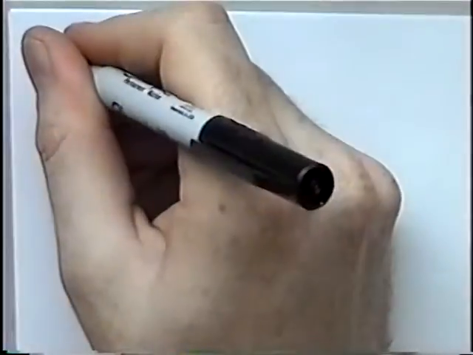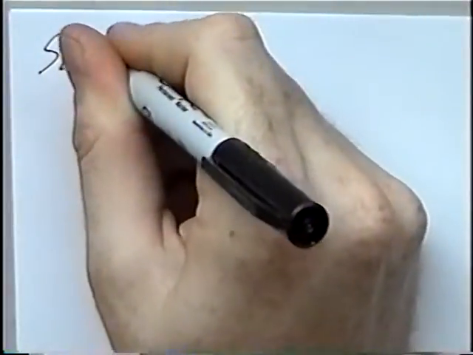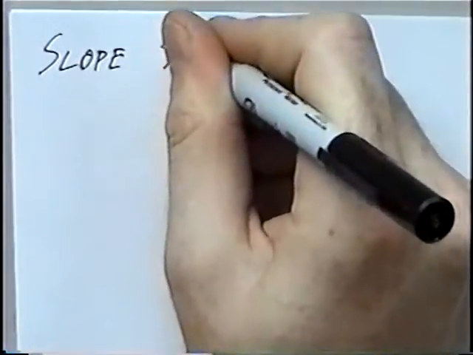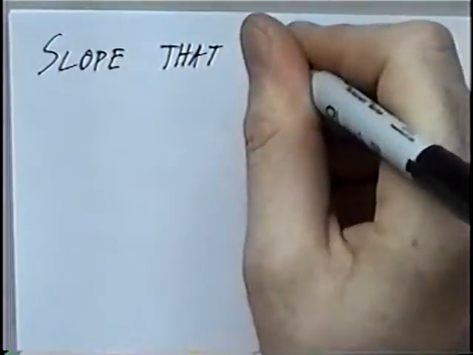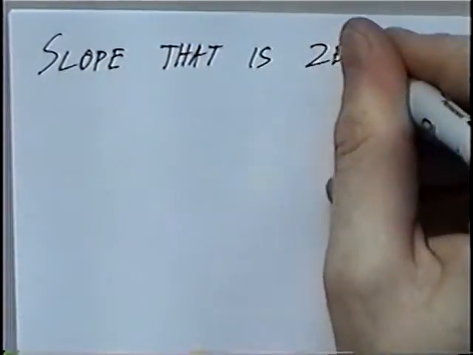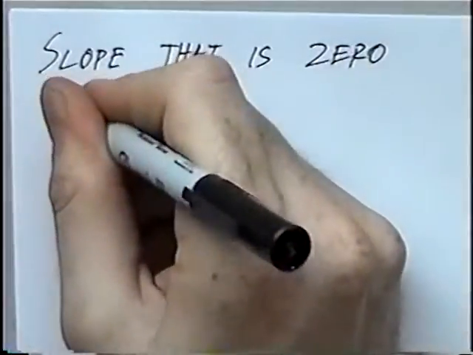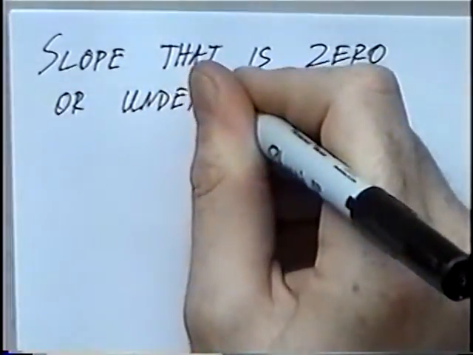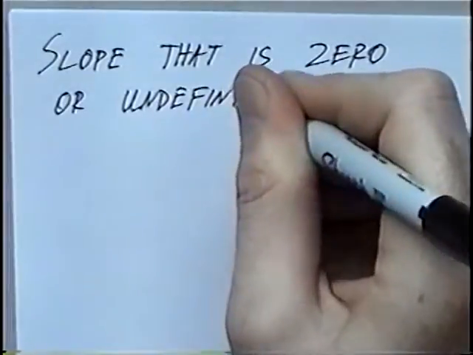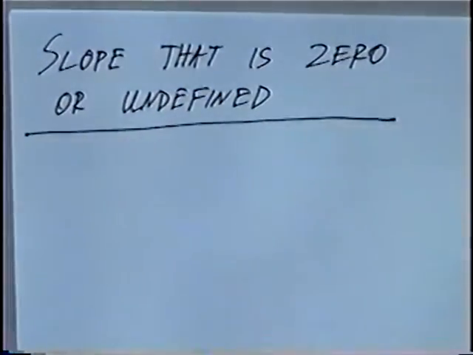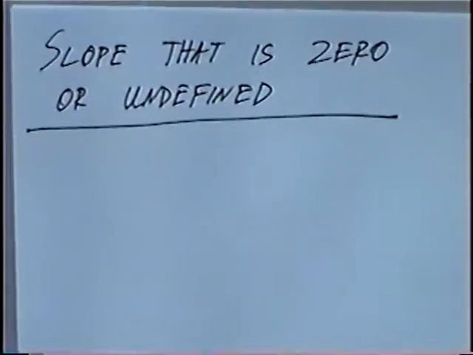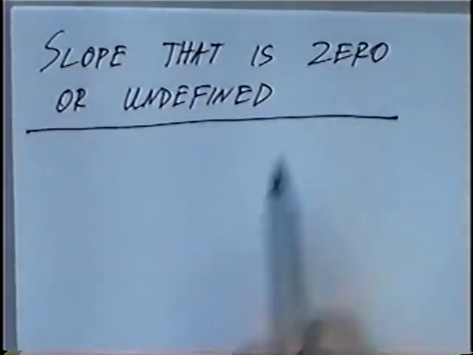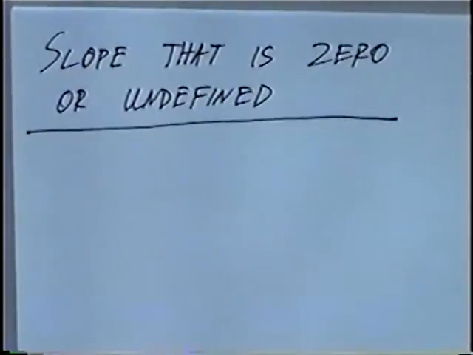Title of the last section today is Slope. That is 0 or undefined. In this section we'll find the slope. The slope will either be the number 0 or the slope will be undefined.